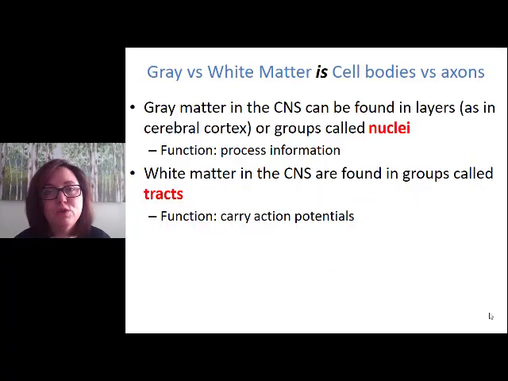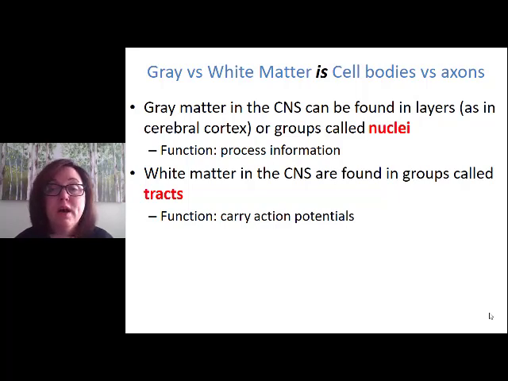Now I want to talk about two new terms, nuclei and tracts. Okay, so gray matter in the central nervous system can be found in really two types. It can be found in layers, like we see in the cerebral cortex, or the gray matter can be found in groups, which we call a nucleus for singular, nuclei for plural.